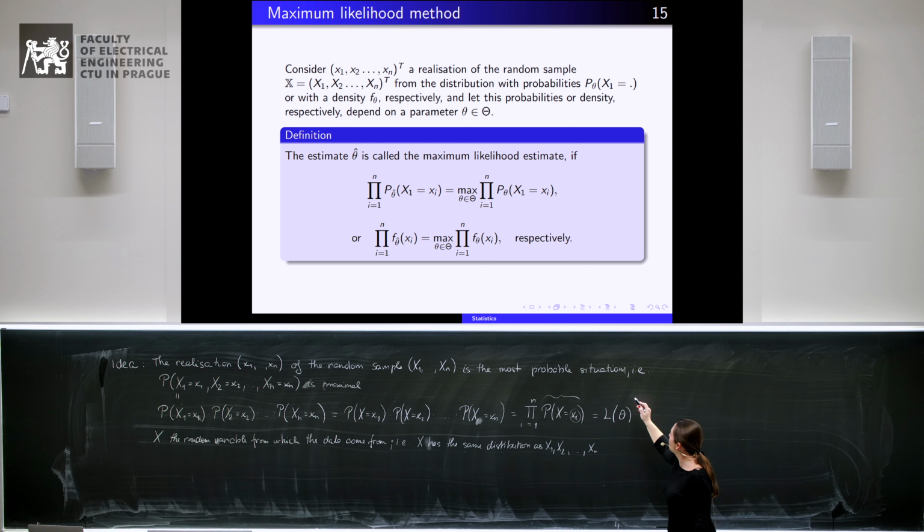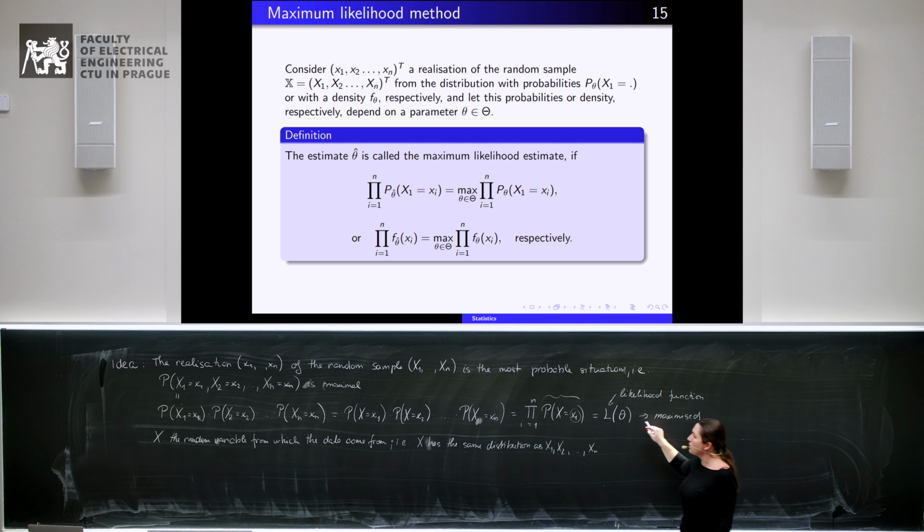L is the function which is called the likelihood function, and this is the function which should be maximized.